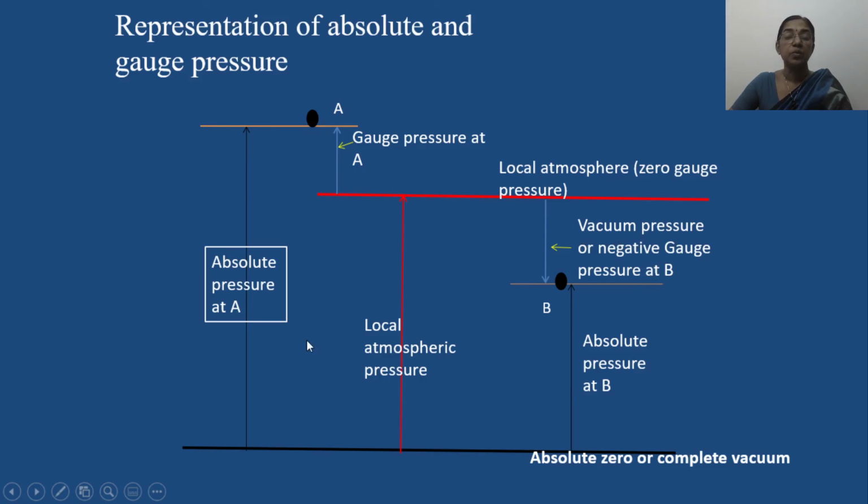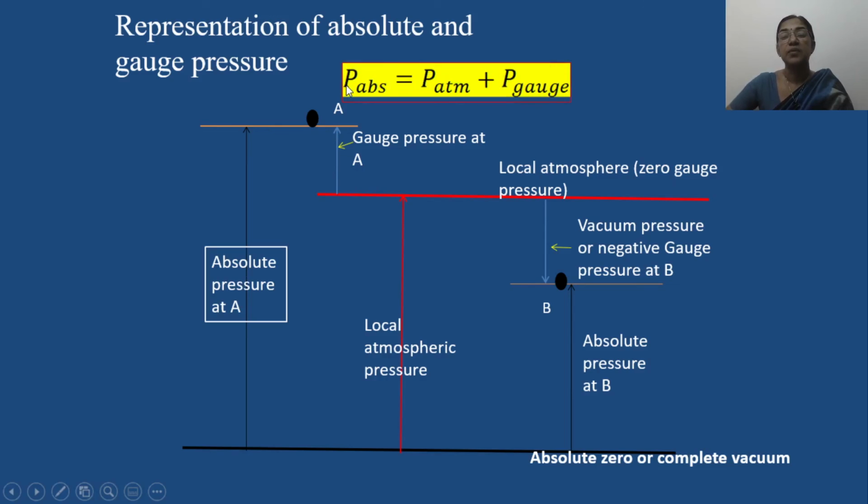So we can establish a relationship between the absolute pressure and atmospheric pressure as P absolute equal to P atmosphere plus P gauge. Remember, P absolute is always positive, whereas P gauge can be positive or negative, depending upon whether we are measuring the pressure above atmospheric pressure or below atmospheric pressure.